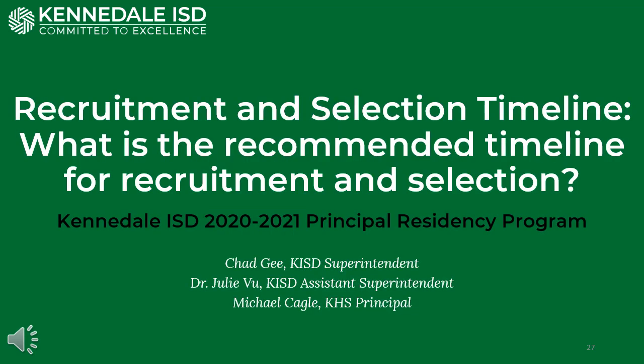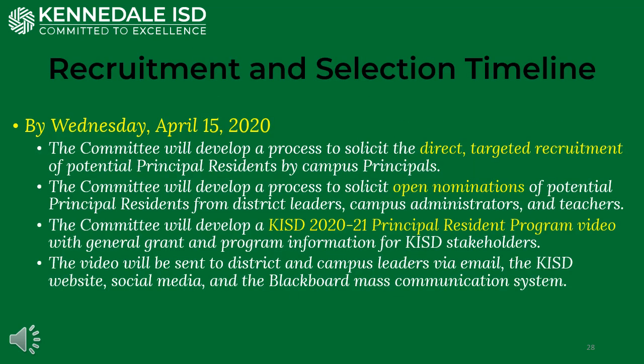In this next section, the committee has developed a recruitment and selection timeline. This section is intended for campus and district leaders as they coordinate their efforts for the recruiting, application, and hiring process. When we look at our recruitment and selection timeline, our campus and district leaders must have the end in mind. We must select our residents by May 8th of 2020 so that all of these residents can start at the University of Texas Tyler on May 11th of 2020.